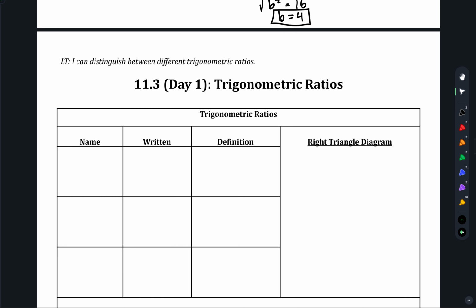Today, one of the big parts about geometry are these ratios. They're called trigonometric ratios. You're going to see them all the time in geometry, so we're getting a really good introduction to them today. There are 3 of them.